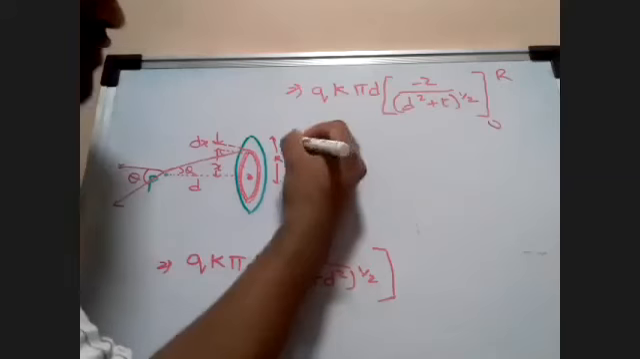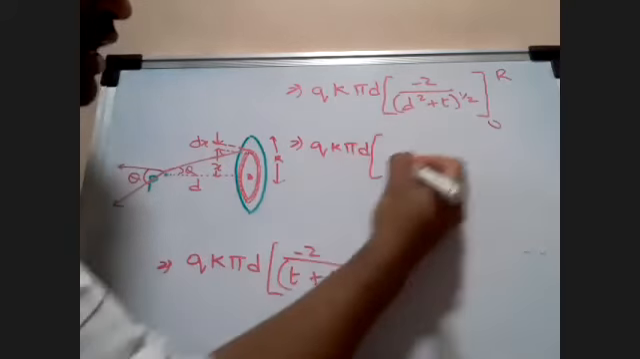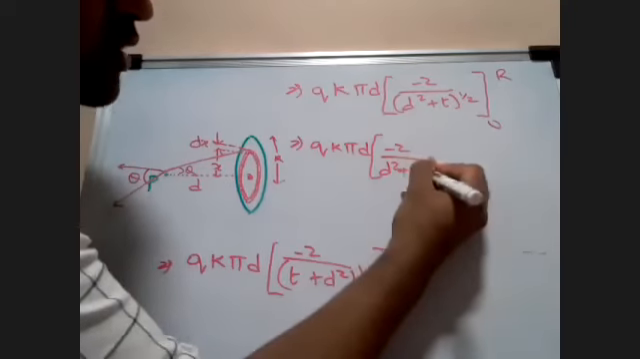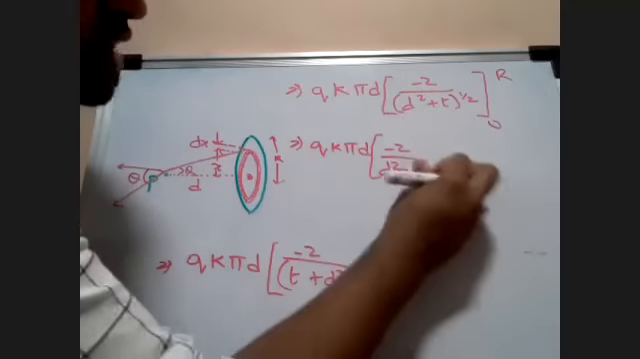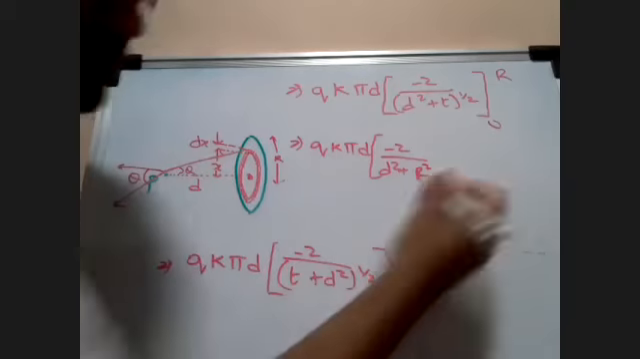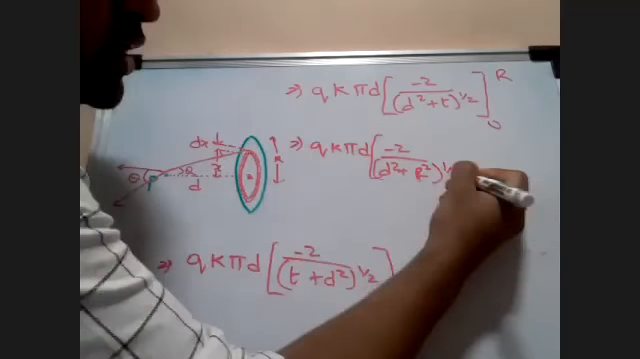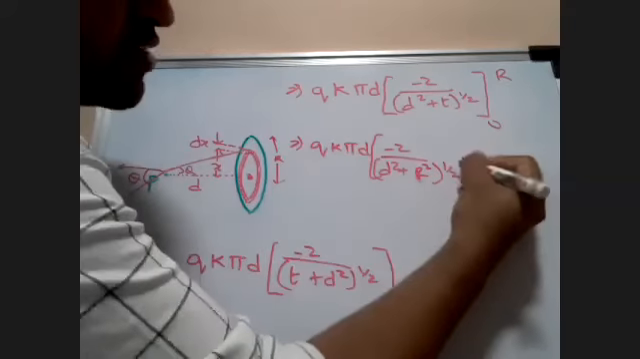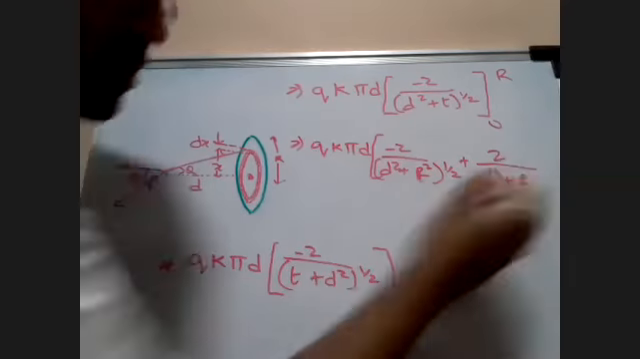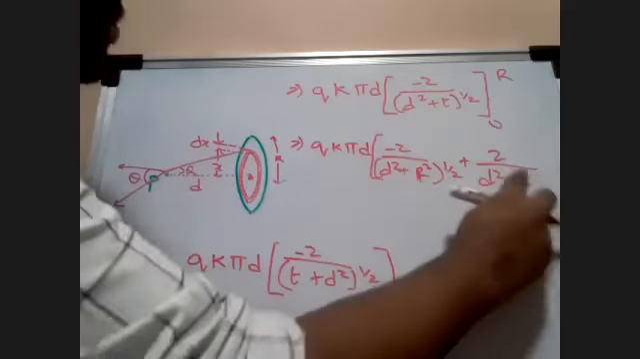So what will you get? Quickly tell me. q k pi d into minus 2 upon d square plus x square under root, with the limit r. What is x square? r square. Am I right? So raised to 1 by 2, minus or minus will become plus 2 upon d square plus r square. Again, sorry, it will become 0 here.